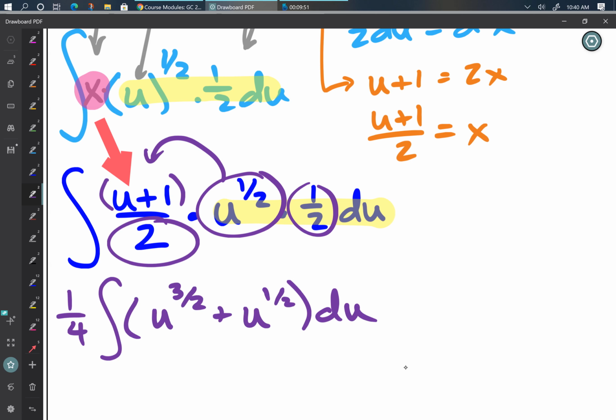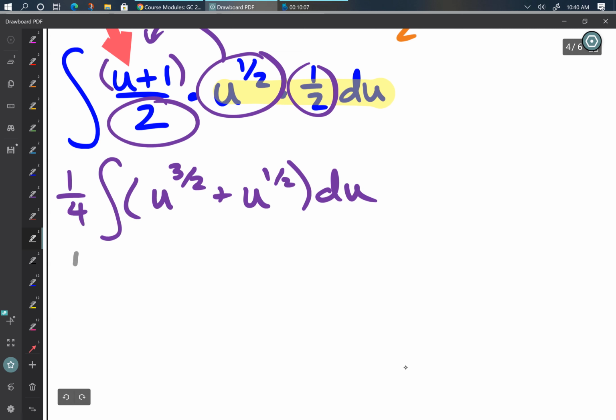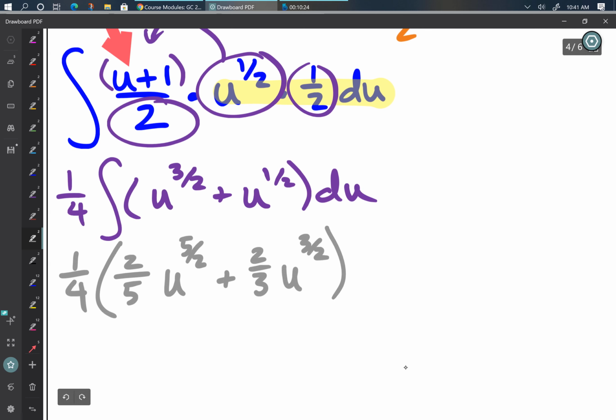And now both things that are supposed to happen happened. All the x's went away and I've got something I can integrate. It just took a little longer to get there. Okay? So now I'll do calculus. I'll do the integration. Right? The 1/4 is a coefficient, so it just drags along. The first term, u to the 3/2, is going to become 2/5 u to the 5/2, add 1 to the exponent. The second term, u to the 1/2, is going to become 2/3 u to the 3/2, add 1 to the exponent. And then, of course, plus c on the end because we're doing indefinite integration.